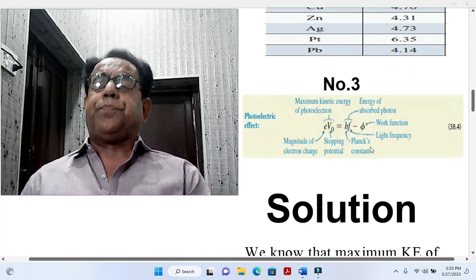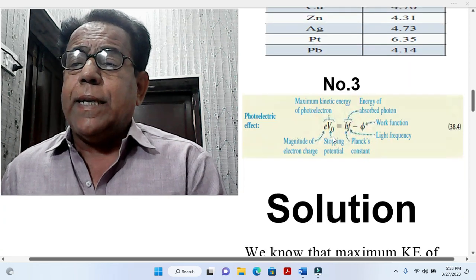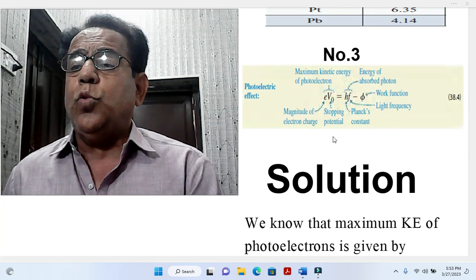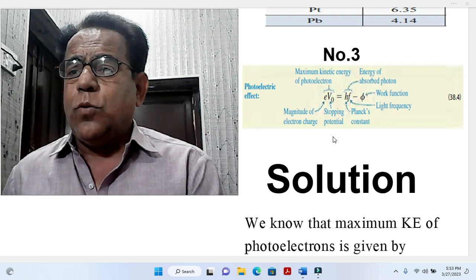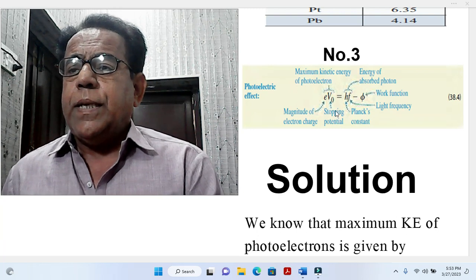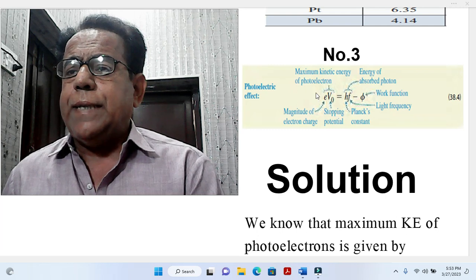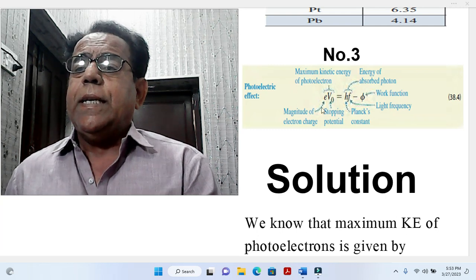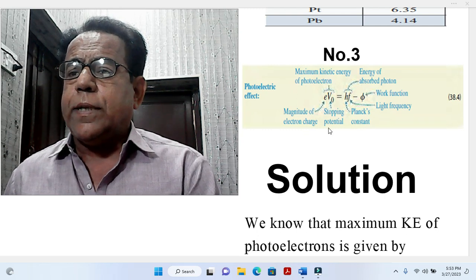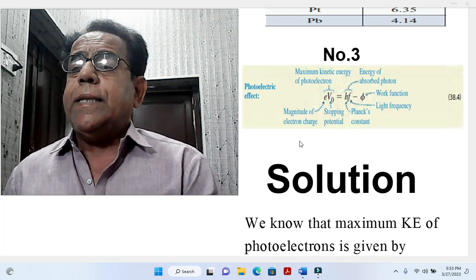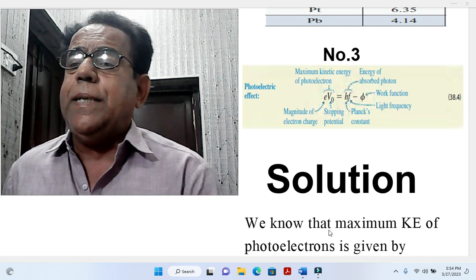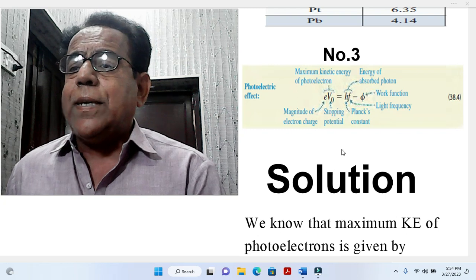Anyhow, let us introduce another tool. The other tool is the photoelectric effect, in which e into V naught is the maximum kinetic energy of the photoelectron, where e is the magnitude of electron charge and V naught is the stopping potential. This quantity is alternatively equal to hf minus phi. Phi means work function. What is h?